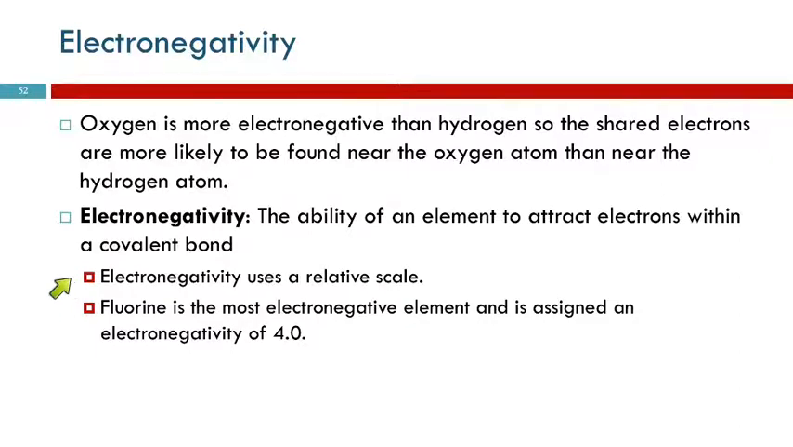Electronegativity is just a relative man-made scale, and what they did is they took fluorine, which is the most electronegative element, and they just said, okay, we're going to call fluorine 4.0, and we'll measure everything else relative to that. So fluorine's the most electronegative.